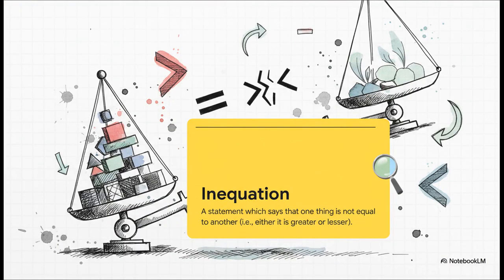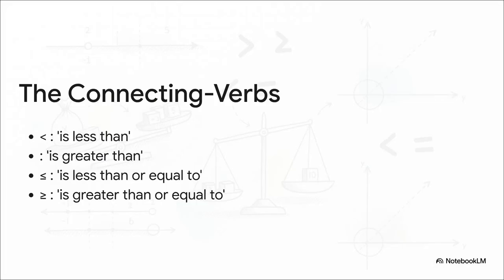But an inequality? Well, that's all about imbalance. It's a statement that tells us one thing is not equal to the other. It's either heavier or lighter, bigger or smaller. That scale is definitely tilted one way or the other. And the way we talk about that imbalance is with these 4 key symbols. You could almost think of them as connecting verbs. We've got is less than, is greater than, and then they're close cousins, is less than or equal to, and is greater than or equal to. These little symbols are the heart and soul of every inequality.